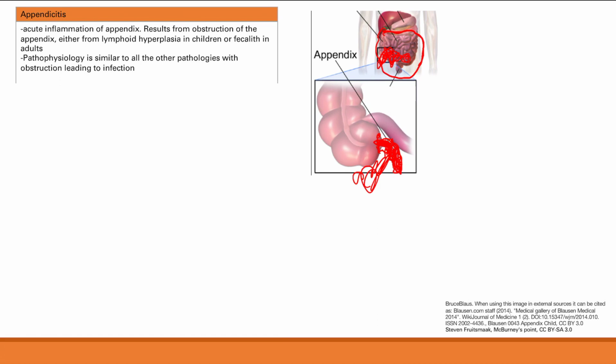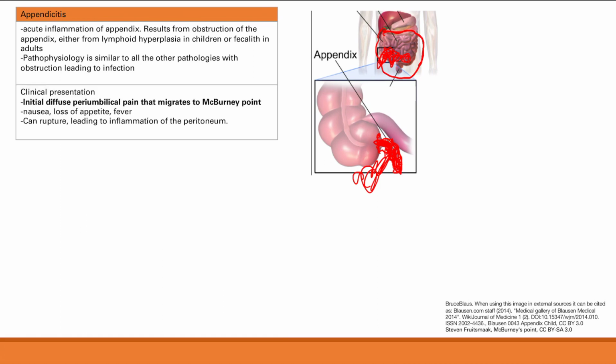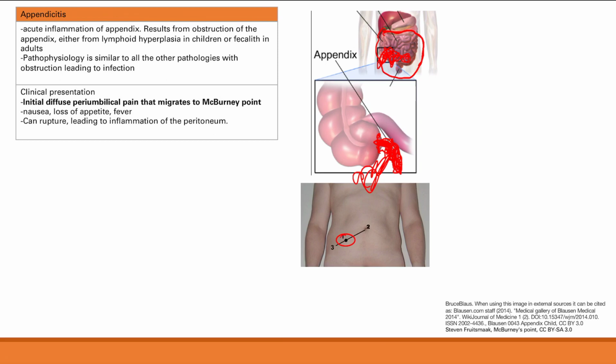Okay. So how does this present? The key thing the way this presents is diffuse periumbilical pain that's going to migrate to the McBurney point. McBurney point is right here that I've circled. It's between the right anterior superior iliac spine and the umbilicus, and it's one-third of the way from that point.